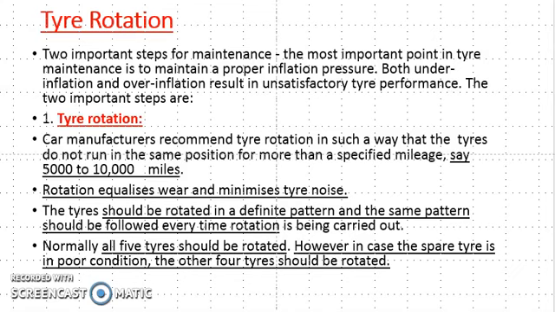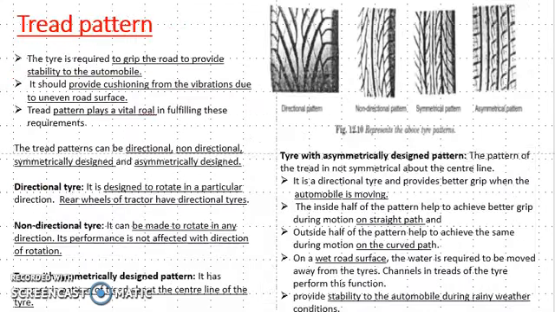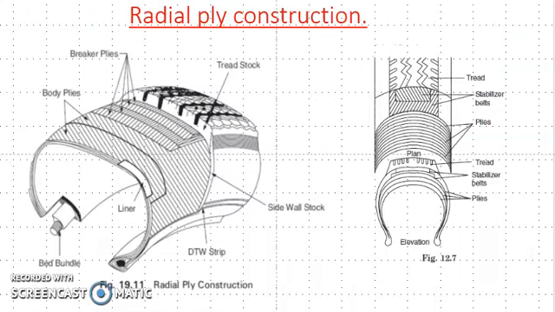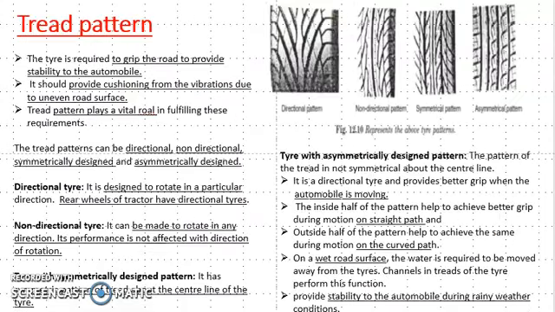In the previous video, we have seen the radial ply construction. We have also discussed the tread pattern: directional tire or directional tread pattern, non-directional tire or tread pattern, and third, a tire with symmetrically designed pattern and a tire with asymmetrically designed pattern. And what is the advantage of an asymmetrically designed pattern?